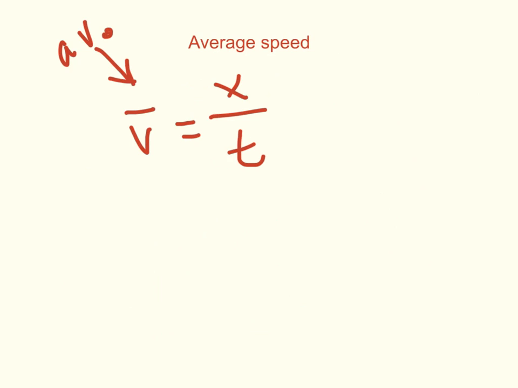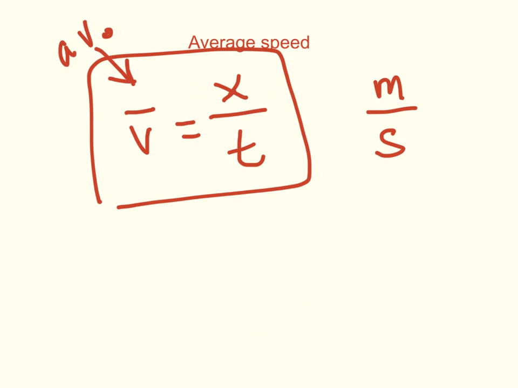That's a t. So average speed is nothing more than distance divided by time. In our system, it's going to be meters per second that is the most common one. You may also hear kilometers per hour. You're probably already familiar with miles per hour, but meters per second is the one we're going to use most of the time. So that's our first equation right there.